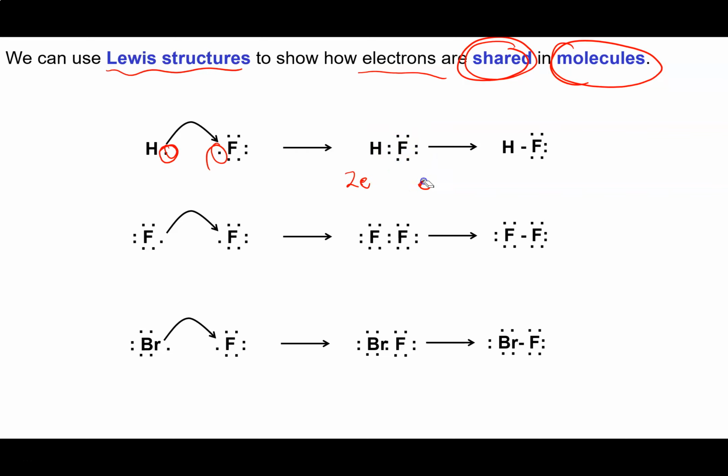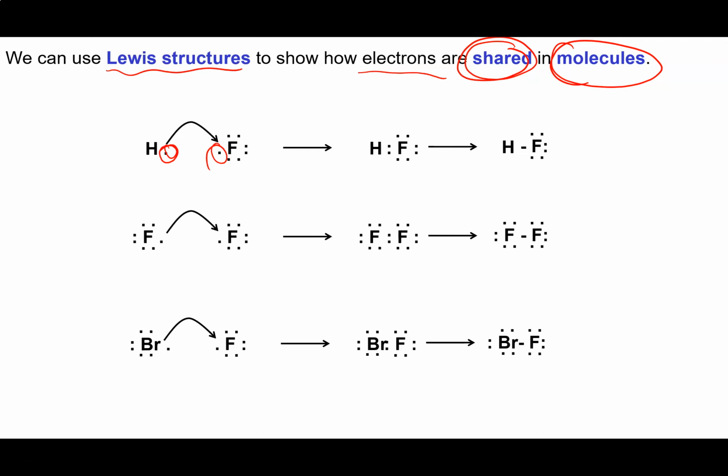Now, a shared pair of electrons we commonly illustrate in chemistry as a single line, and this helps us differentiate it from the electrons that are not being shared, that belong just to an individual atom. So by writing the shared pair of electrons as a line, we can tell that they are different from the other electrons that are present in our molecule.